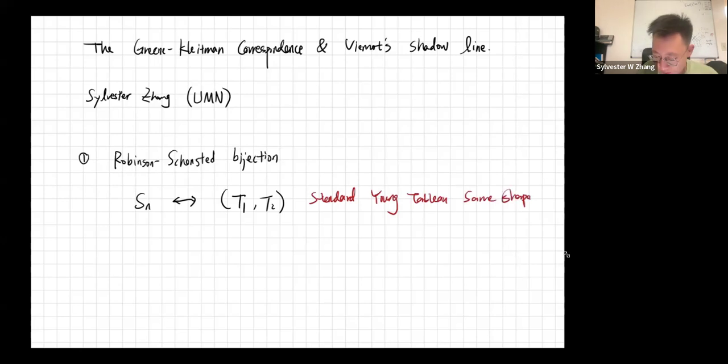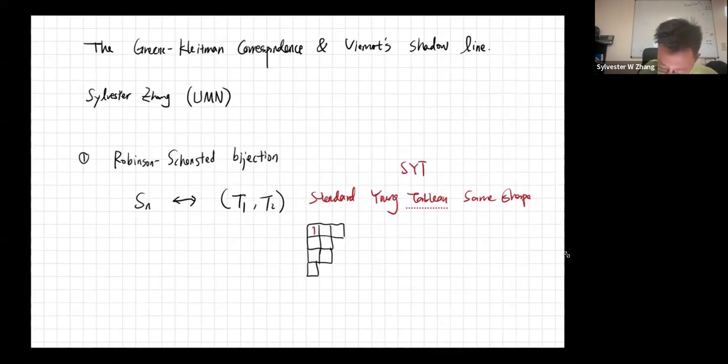A standard Young tableau is a filling of a partition, and a partition is just an arrangement of boxes such that the number of boxes in each row is weakly decreasing. A standard Young tableau, or I will sometimes write SYT, is where you fill the boxes with numbers 1 to n, such that every row and every column is increasing. So here's an example. You can see that if you read every row or every column, the numbers you get are increasing.